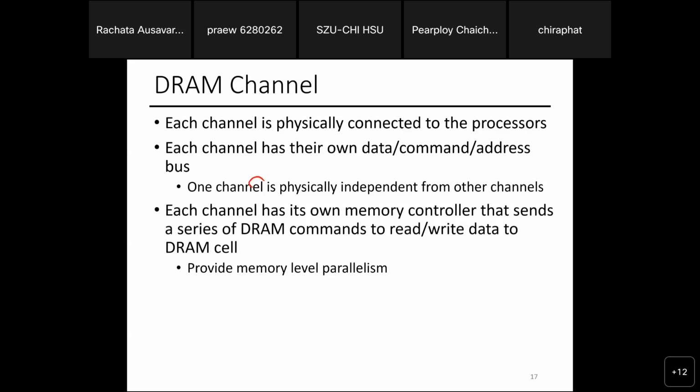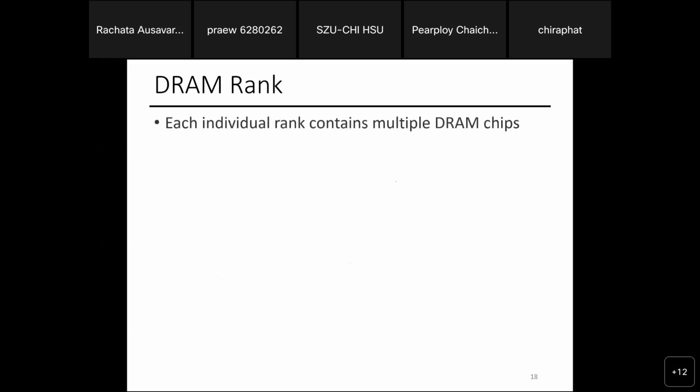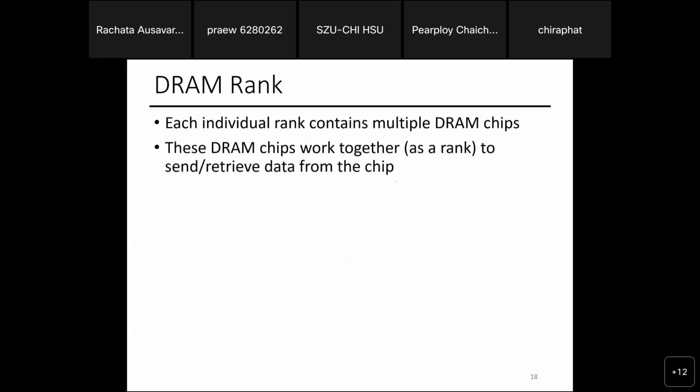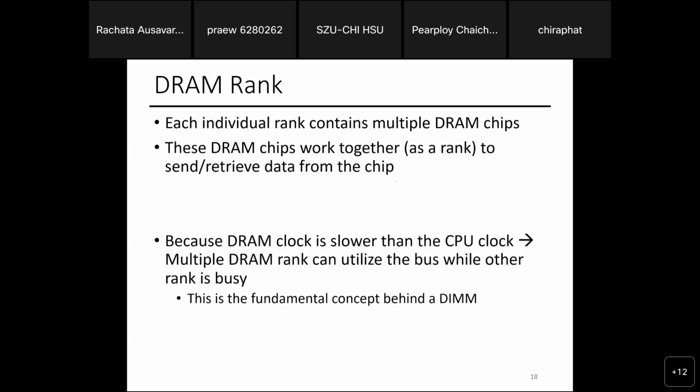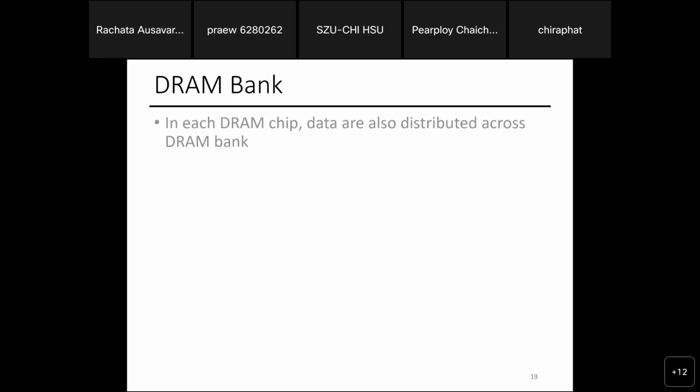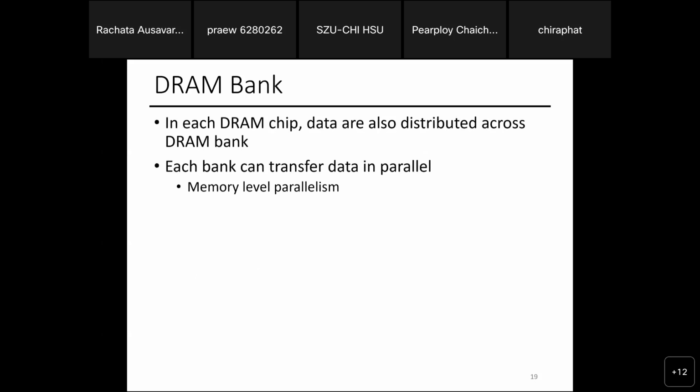So they have their own memory controller. When you have two channels, you have two controllers. DRAM banks, as I said, basically work together to stream your data in a cache block, right? And you have multiple ranks to exploit the positive and negative edge. The banks work in parallel, giving you memory level parallelism.